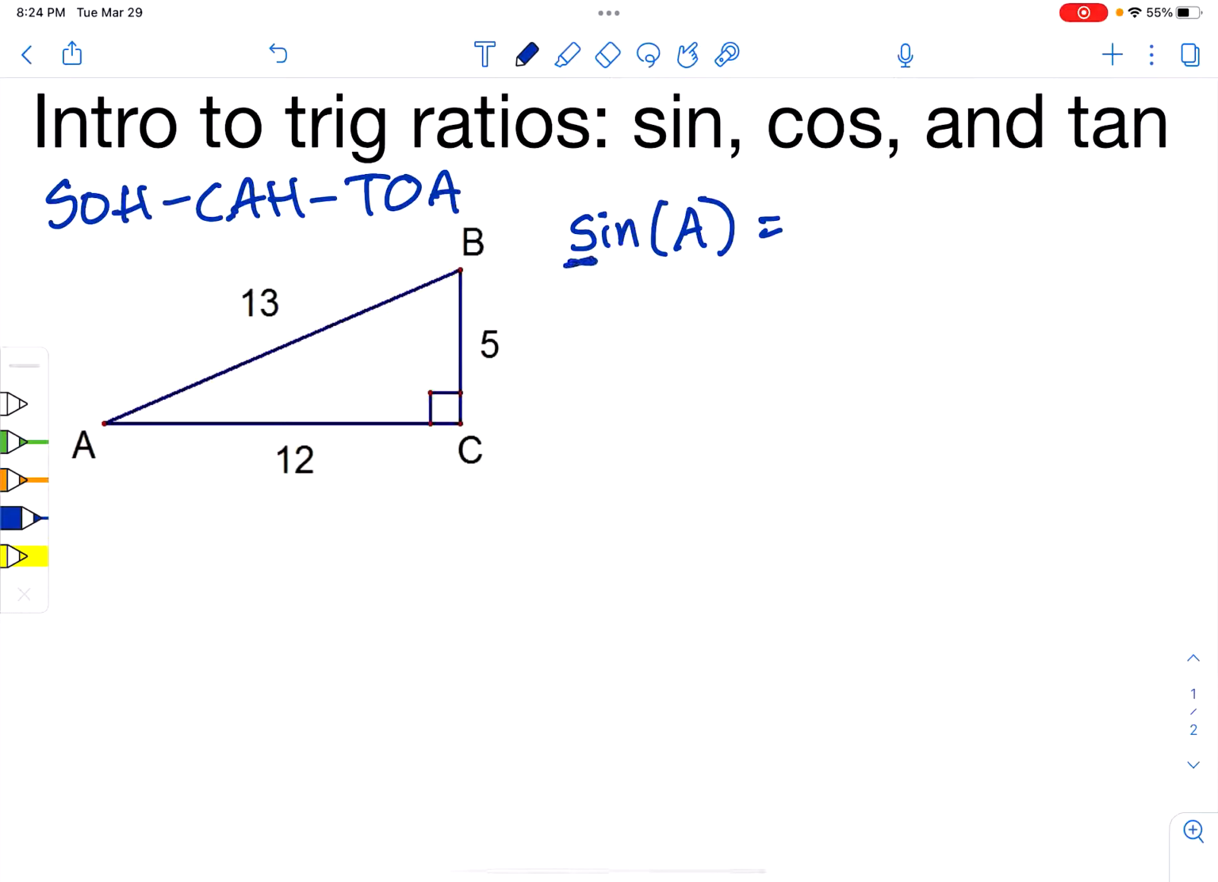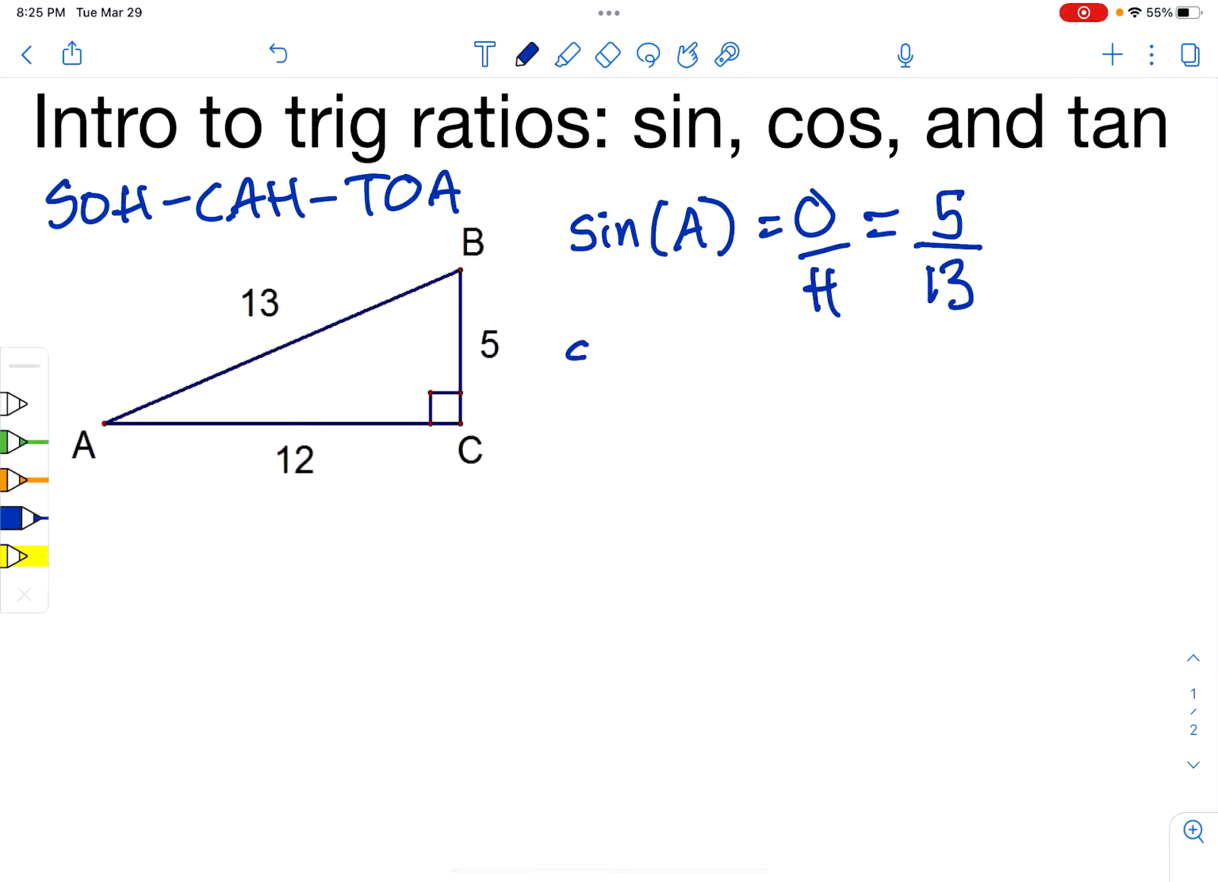So sine is right here in the SOH, and the O stands for opposite, and the H stands for hypotenuse. So sine of A equals opposite over hypotenuse, which in this case, if we look at A, our opposite side is 5. It's all the way across. And our hypotenuse is always across from our 90-degree angle, so it is 13. All right, so there's the sine of A.